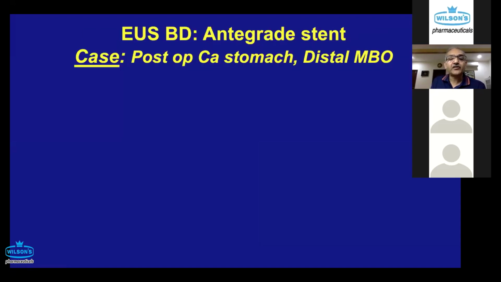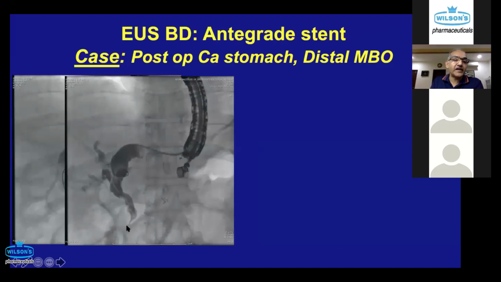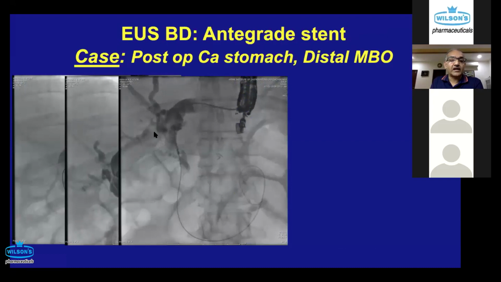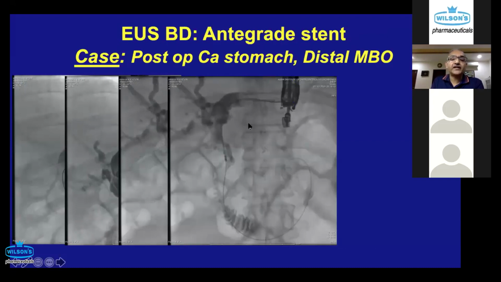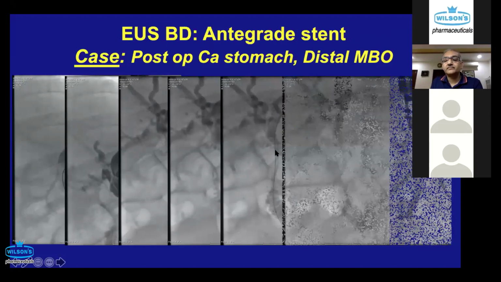Another scenario is a patient who is post-operative now with a distal gastrectomy for a cancer of stomach many months ago. He's now come with biliary obstruction, and ERCP shows a tight stricture in the lowermost part of the CBD. Our guide wire went across, and we can actually now place an antegrade stent all the way. So this is a silver stent which has gone across.